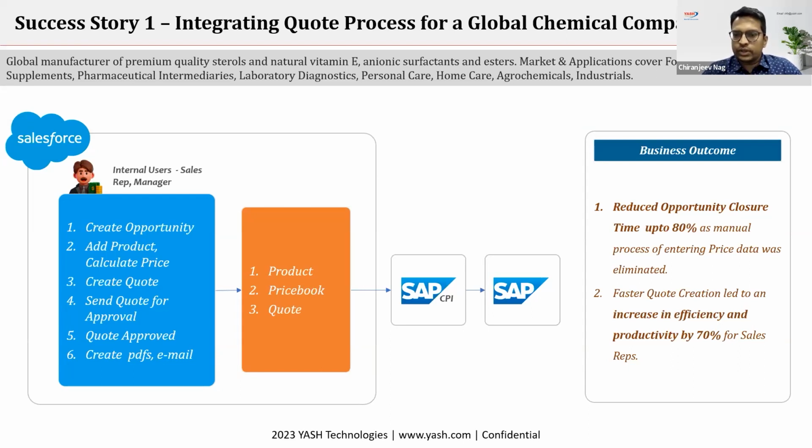The second point is that faster quote creation led to an increase in efficiency and productivity of 70% for the sales reps. Closing an opportunity used to take days, but with this solution, in the same days, they can close more opportunities. So this is how we helped this particular customer achieve these business outcomes. So Ravi, would you like to add anything here?